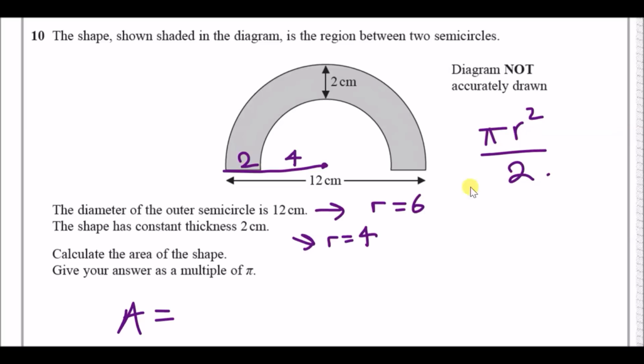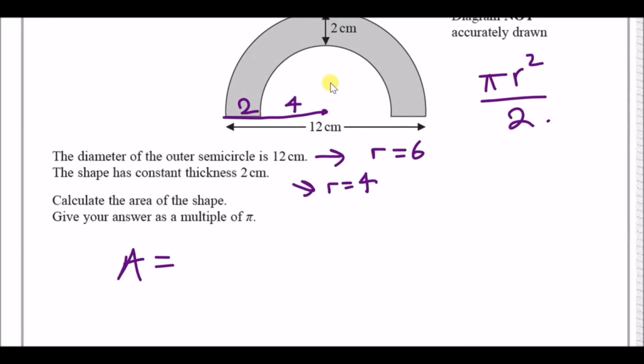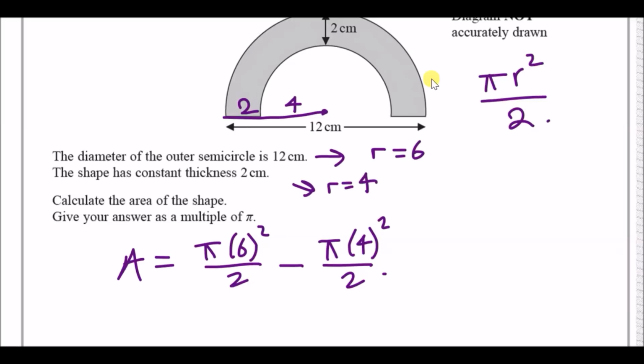So to find the total area, it's going to be the area of the big semicircle, so it'll be pi, and this time r is 6, squared, over 2, minus the area of the smaller white region, which is pi times 4 squared over 2. And then when you put this in the calculator, thankfully your calculator gives us an answer in terms of pi, and it'll give us 10 pi. And that's it. This question is done.